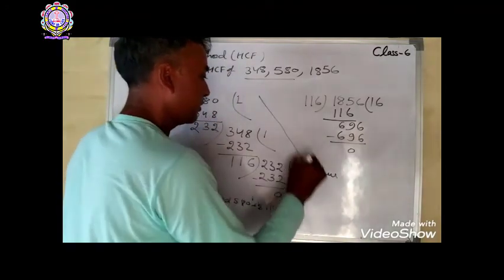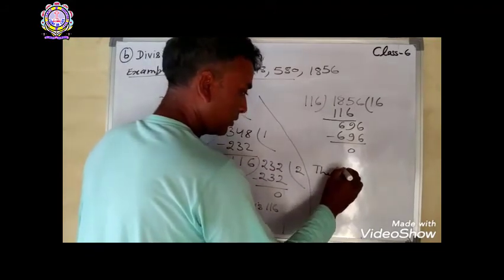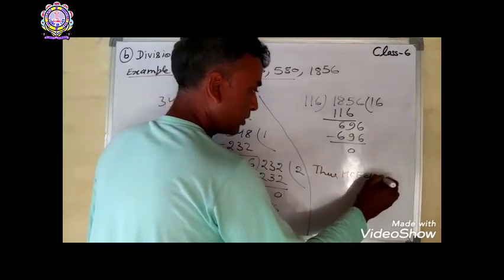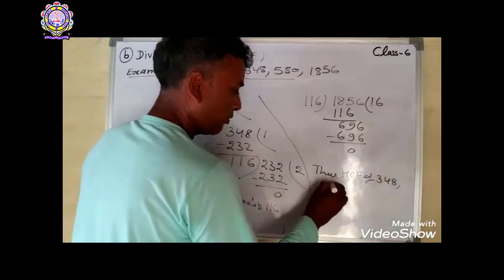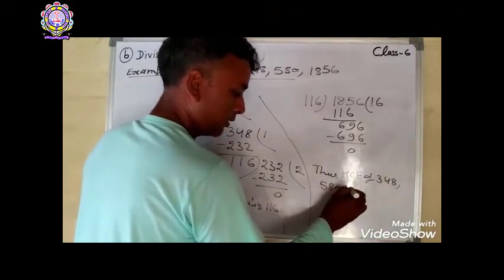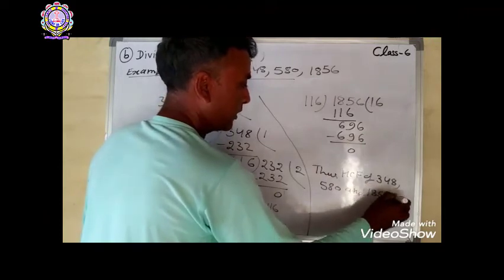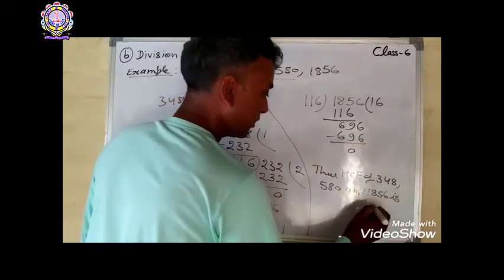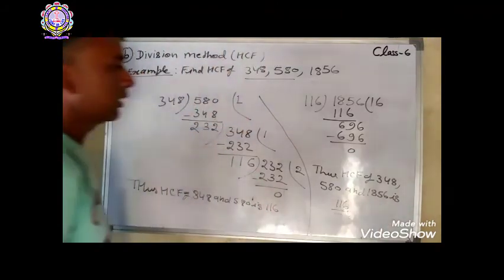So thus, the HCF of 348, 580 and 1856 is 116. That is the answer.